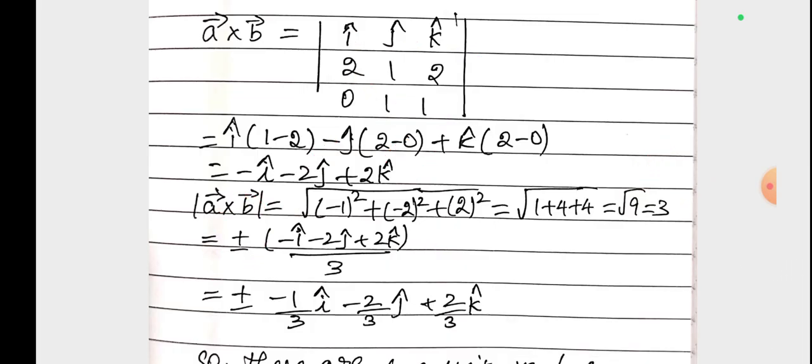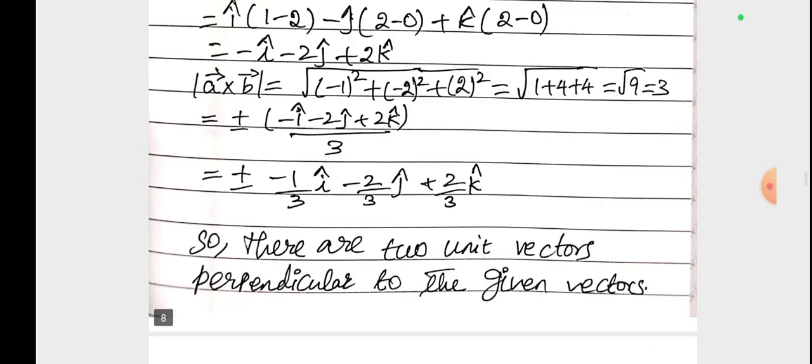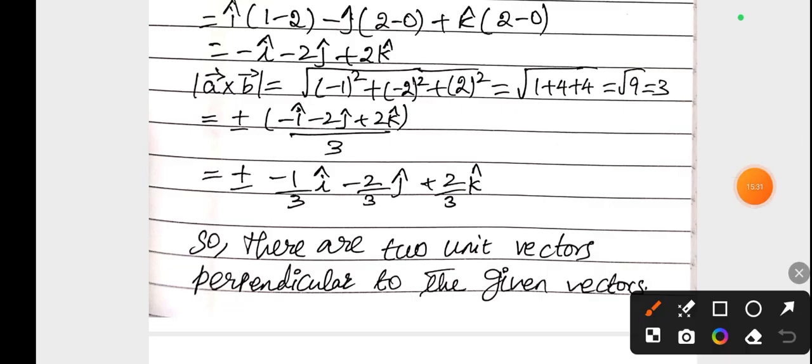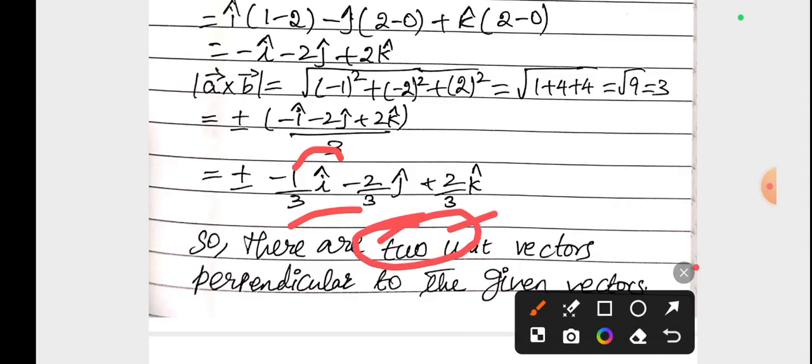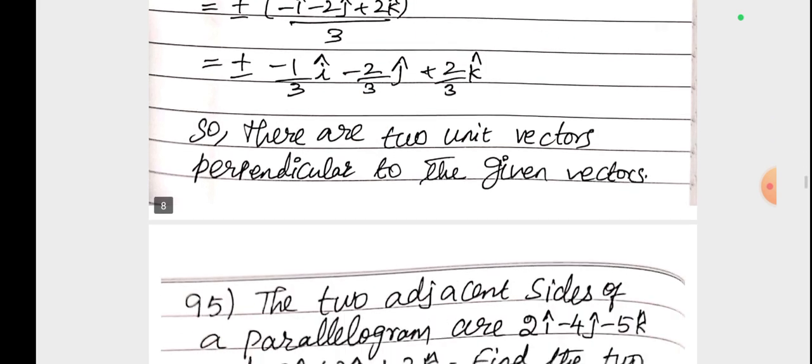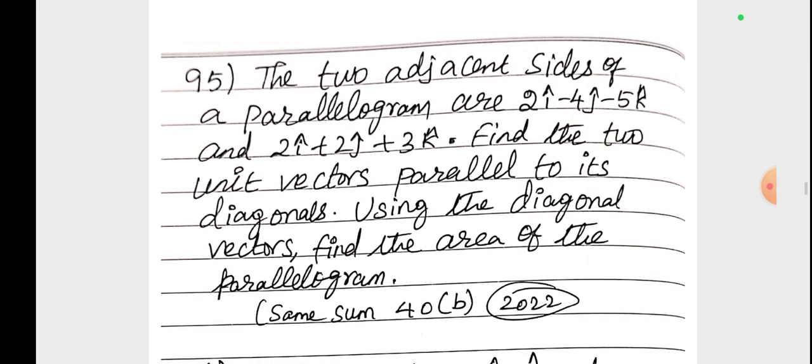How many unit vectors? Now since plus or minus is there, there are two unit vectors. Plus minus 1 by 3 i cap minus 2 by 3 j cap plus 2 by 3 k cap. Then minus of minus 1 by 3, minus 2 by 3, plus 2 by 3. So two unit vectors. Now yes, for MCQ you can write directly also, but for 2 marks you have to do it.